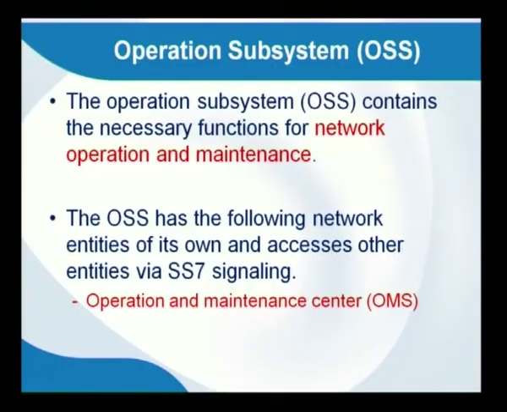The operation subsystem contains the necessary functions for network operation and maintenance. The network has to be maintained to provide better services. So, where the users are going, how to charge the users, what real time problems are occurring, this kind of network related information is managed and handled by the OSS. So, OSS has the following network entities. Let us see them one by one.